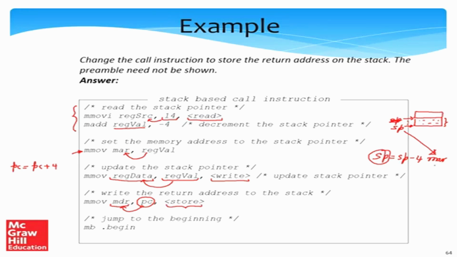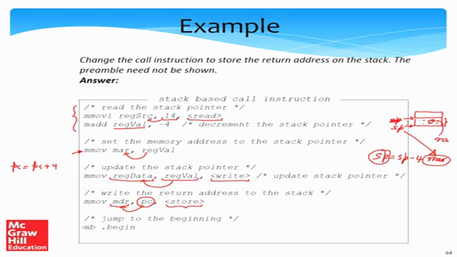Let's see how. The MAR register, which contains the address, already contains the location of the new stack pointer. This has been done here. So the address is correct, and now we transfer the data. What is the data? The data is the value of the return address, which is stored in the current PC register. This is transferred to the MDR micro register, and simultaneously we issue a store command. As a result, the return address is stored in the new stack location that has been created.